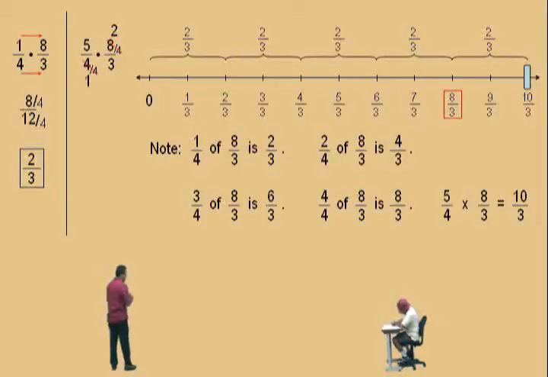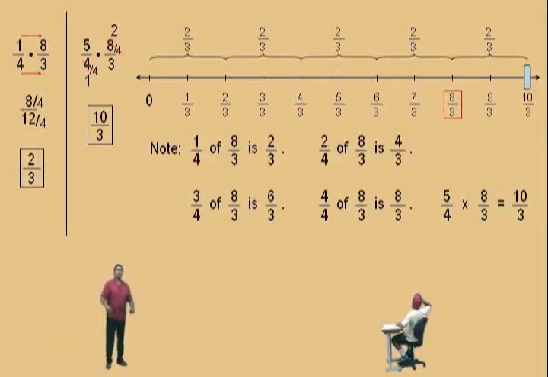So notice, Charlie, when you multiply across the top, we have 5 times 2. What do you get? 10. And on the bottom, 1 times 3 is what? 3, so 10/3. So 5/4 times 8/3 is 10/3. There it is over there in the number line.